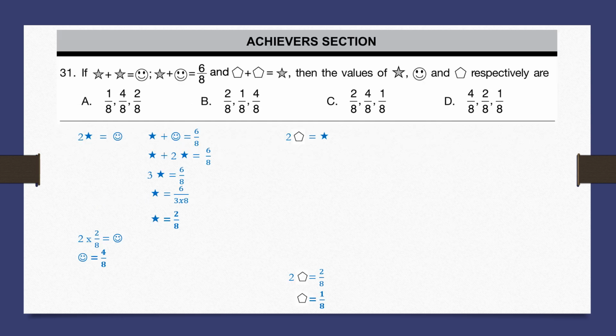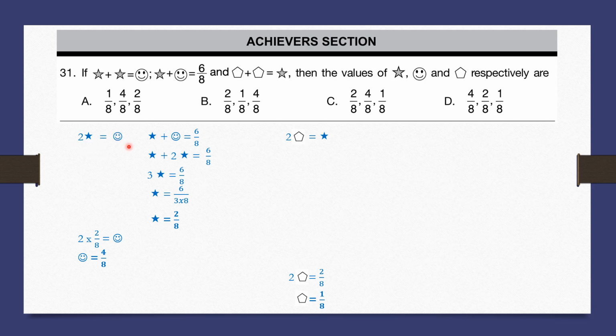Now we are in the Achievers section. Question number 31. If star plus star equals smiley face, star plus smiley face equals 6 by 8, and pentagon plus pentagon equals star, then the values of star, smiley face and pentagon respectively are. So let's write down all three in equation form. So 2 star equals smiley face, star plus smiley face equals 6 by 8, and 2 pentagon equals star.